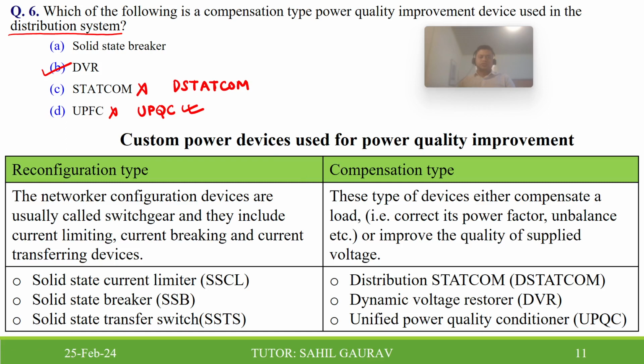And the unified power quality conditioner is the combination of both DStatCom and DVR. So these things are important. DStatCom is used for current compensation, so it is connected in parallel, while DVR is used for voltage compensation, therefore it is connected in series.